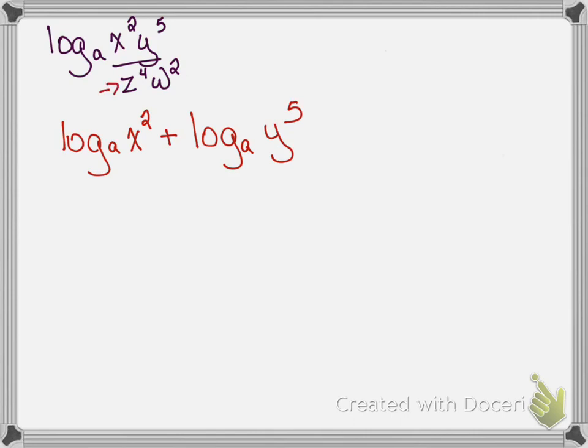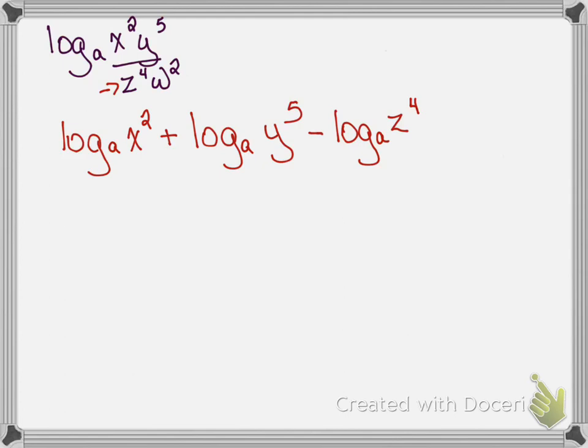What do I do with the z? Subtract. Good. I subtract log base a of z to the fourth power. Okay? What do I do with w squared? Okay, I have one subtraction and I have one add. Tell me why I subtract. Because it's still dividing. It's still in the denominator. You're still dividing. Good. If it's in the denominator, you still divide it.